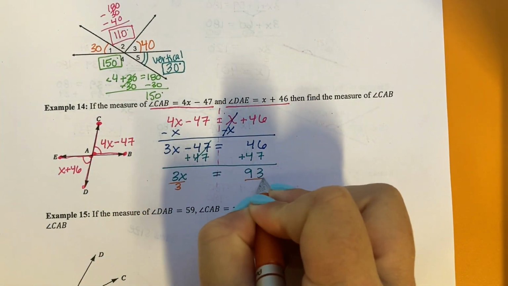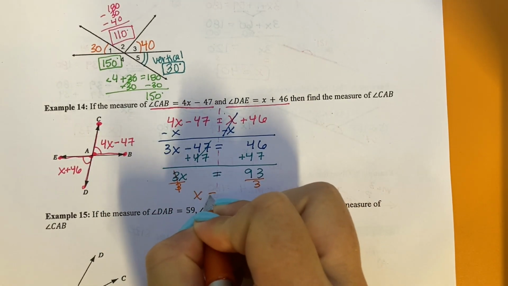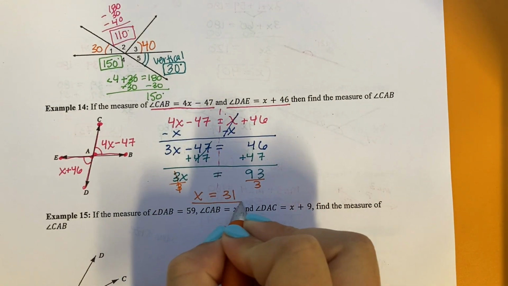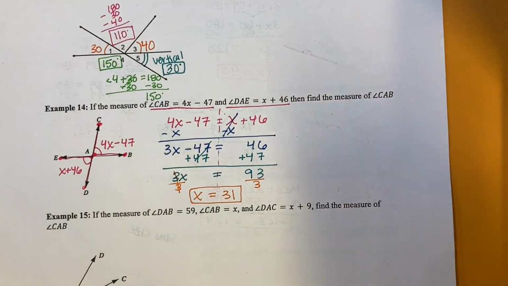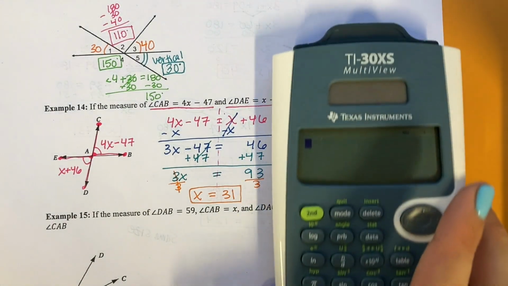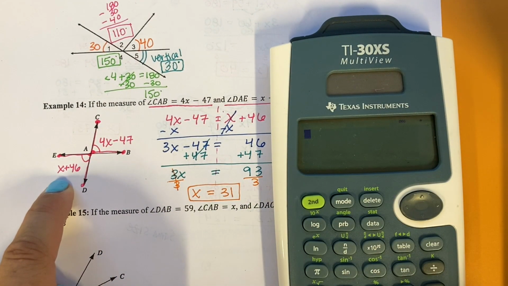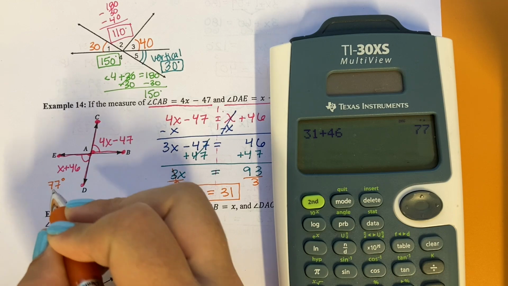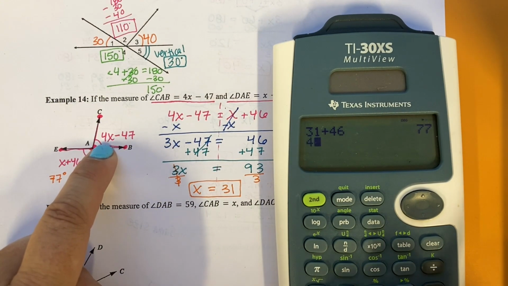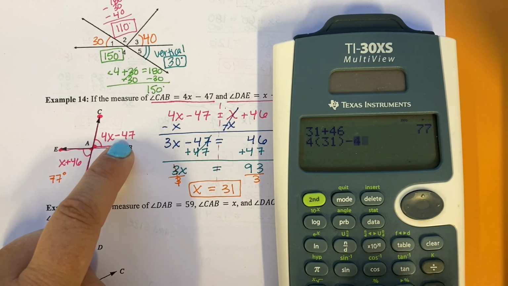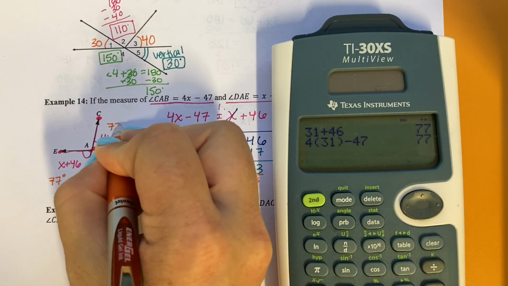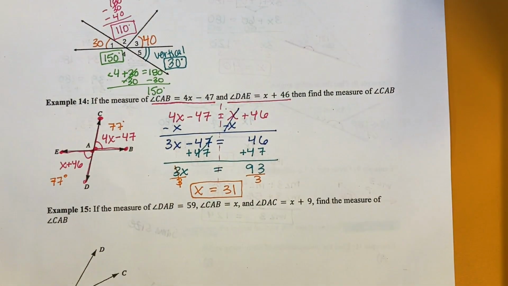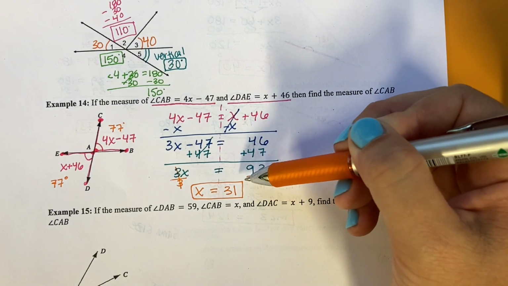Divide the 3 off of the x. 9 divided by 3 is 3. 3 divided by 3 is 1. X is 31. And if I plug it in to check our work, I'm going to do 31 plus 46 is 77 degrees. If I plug it in here, 4 times 31 minus 47 is 77 degrees. That is good. They should be the same size, so it clarifies that there were no errors within the algebra.